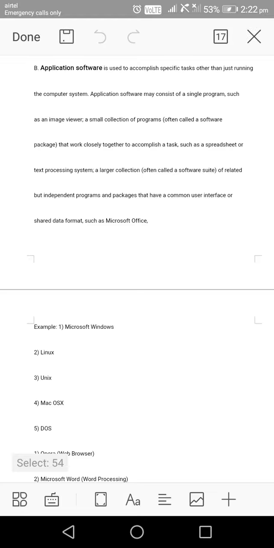Application software is used to accomplish a specific task other than just running the computer system. It is used according to the user. It runs on the system software, such as Linux, Unix, DOS, MS Office, Image Viewer, Paint, etc.